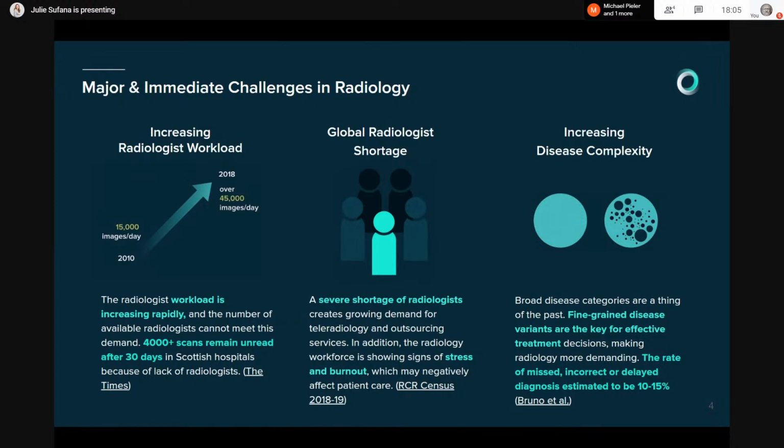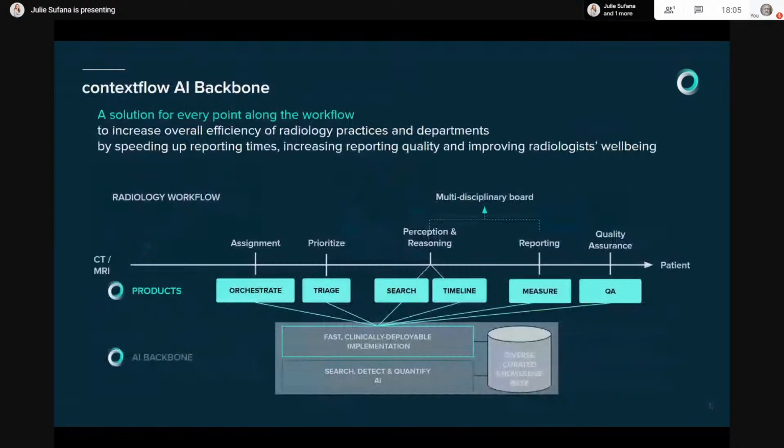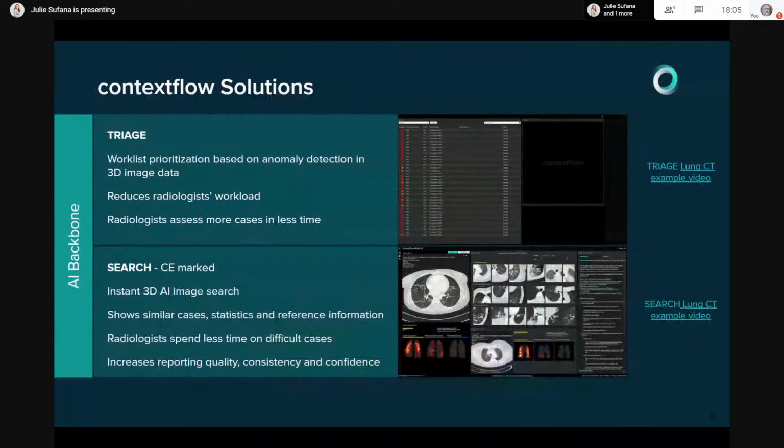So that's why at Context Flow, we've developed an AI backbone that's basically a group of products that are able to cover the radiologist's workflow from beginning to end. Everything that we do is designed to save them time, improve accuracy and efficiency. So I'll start with just our core technology, and then I'm going to turn it over to Michael so that he can talk about our R&D methods.